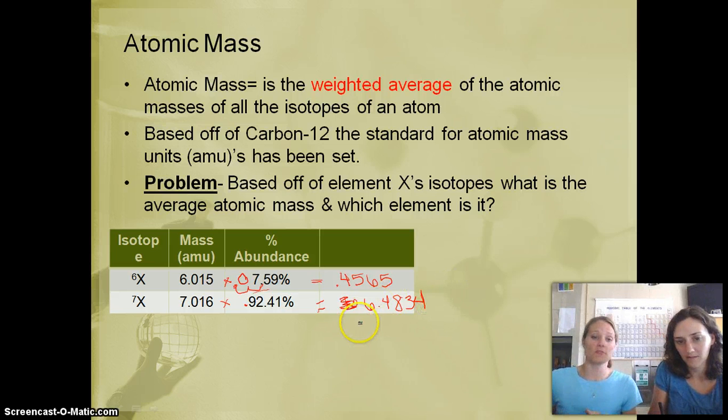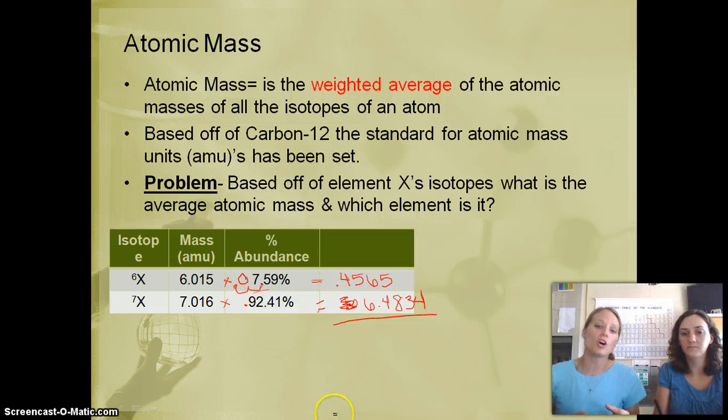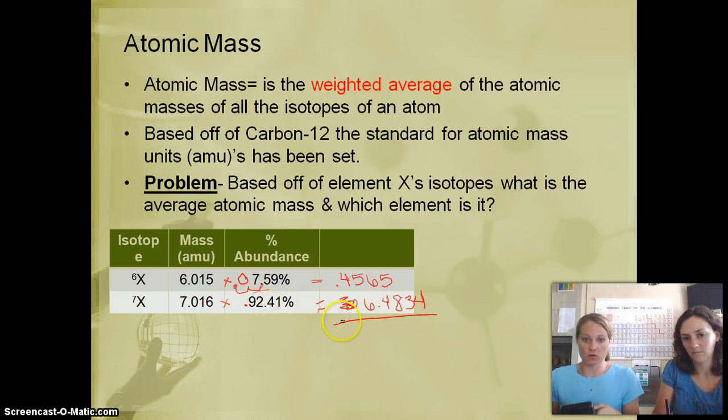Okay. All right, so now we've got our pieces to how much they're going to be involved in our weighted average, which should have a higher number for X7 because there's 92% of it found. So now all you have to do is take those two numbers and add them together. So we get 6.4834 plus 0.4565 equals 6.9399. All right, so we've got our average atomic mass here.